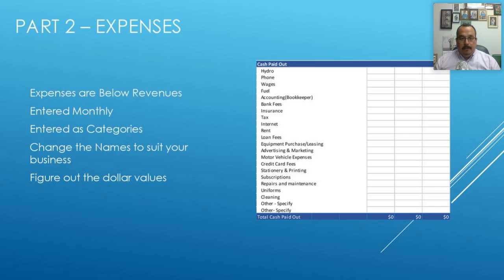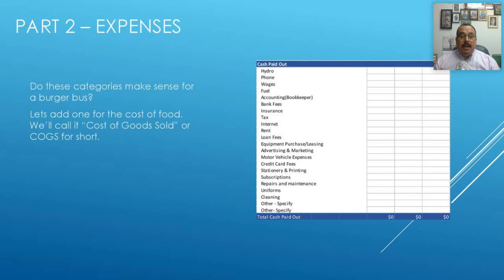So for part 2, it's the expenses. Now this is not as complicated as revenues. It's a little different, but it should be okay. So below the revenues are expenses, and they are entered monthly, just like revenues. They are entered as categories, just like revenues, and you change the name to suit your business, just like revenues. And we're going to figure out the dollar values.